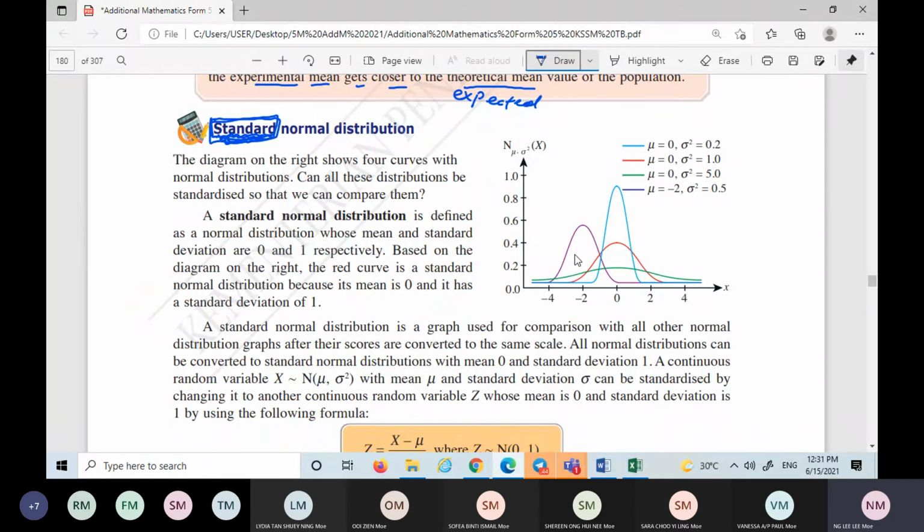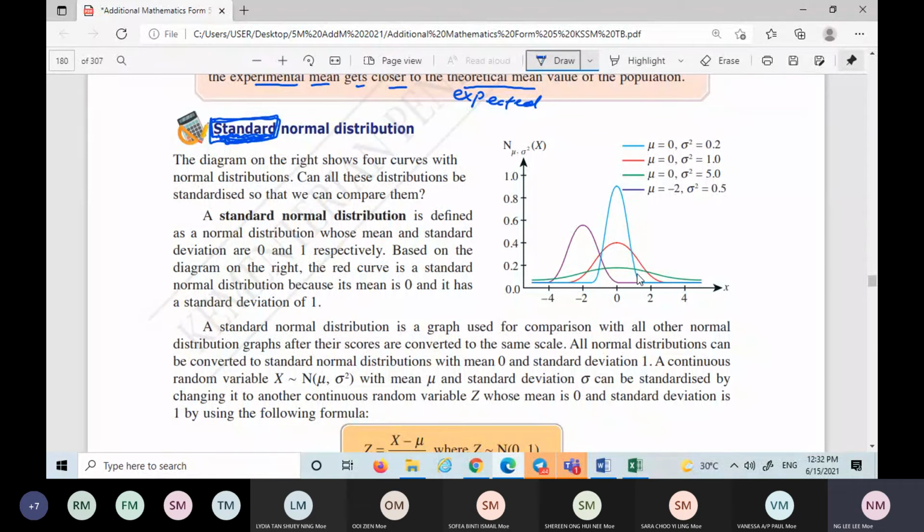We look at these 4 curves here. The diagram on the right shows 4 curves with normal distribution. Can all these distributions be standardized so that we can compare them? You know the purpose why we have to standardize them: if we don't standardize them, we are not able to compare them. This is the purpose. We want to standardize the normal distributions.